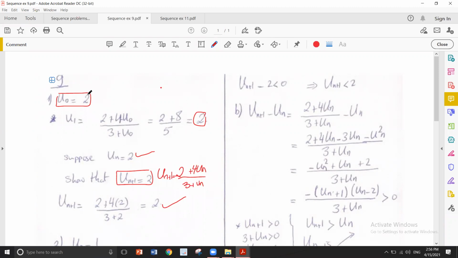I will repeat. u0 equals 2, u1 equals 2 plus 4 u0 over 3 plus u0, which gives 2. Suppose u n equals 2, we are going to show u n plus 1 equals 2. u n plus 1 is 2 plus 4 u n over 3 plus u n. We replace u n by 2, we get 2.